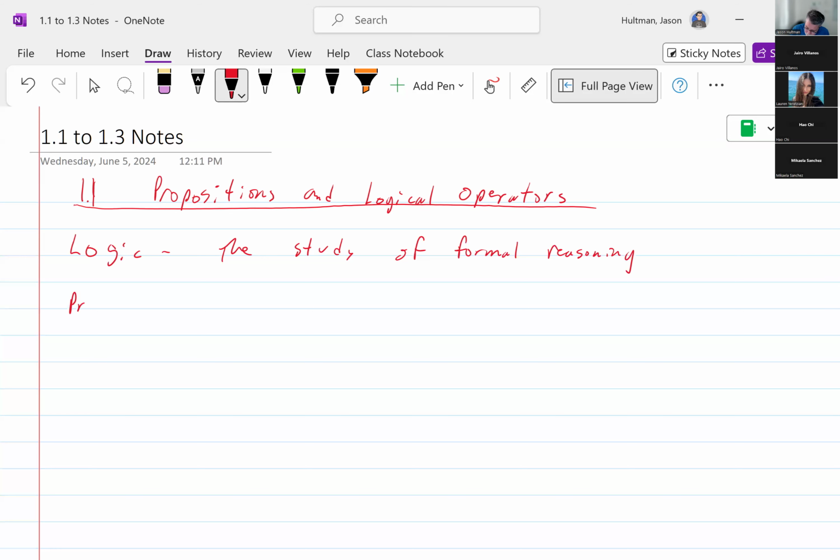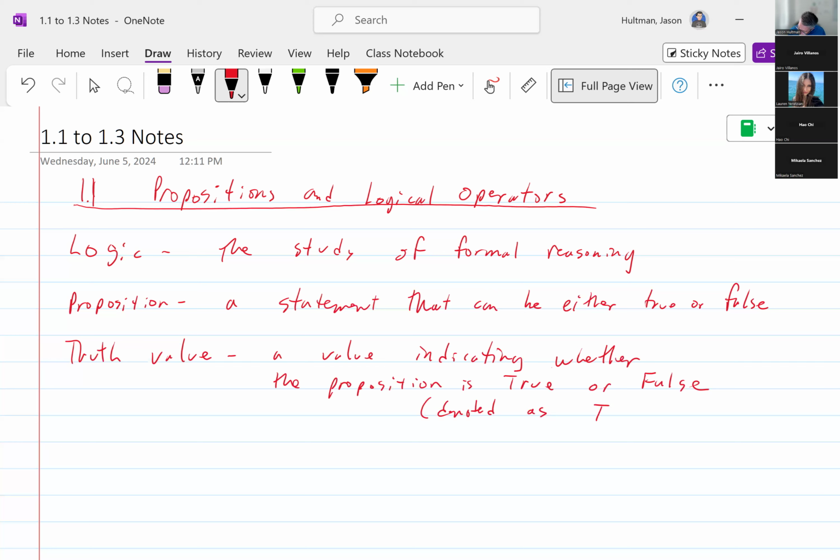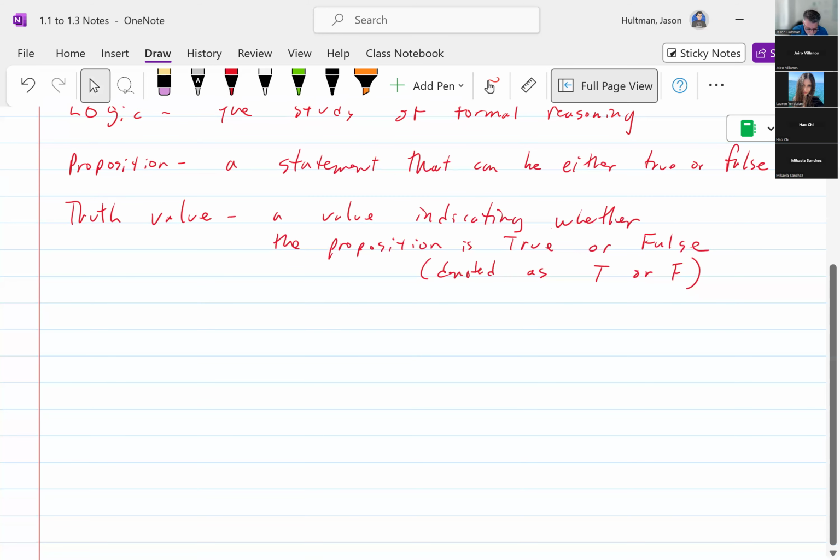Okay. Proposition. Okay, a statement that can be either true or false. A truth value. Okay, a value indicating whether the proposition is true or false. Okay, usually denoted as T or F. Okay. Okay, example 1.